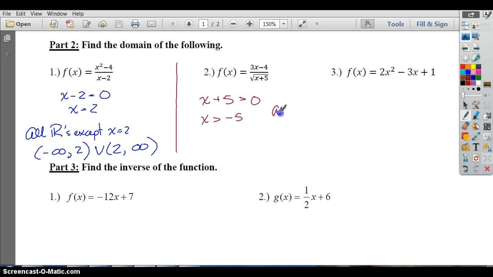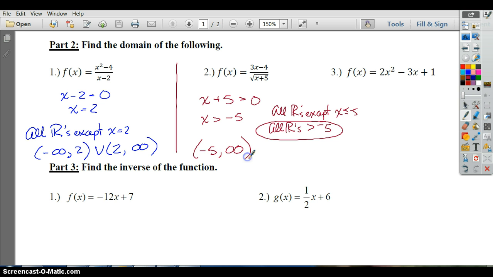So again, we're looking at all reals except x is less than or equal to negative 5. Or you could say all reals greater than negative 5. I would probably prefer writing it like that. As far as interval notation goes, we want to start at negative 5, but it's not included, and go up to positive infinity. That would be your interval notation for the domain. Negative 5 and up.